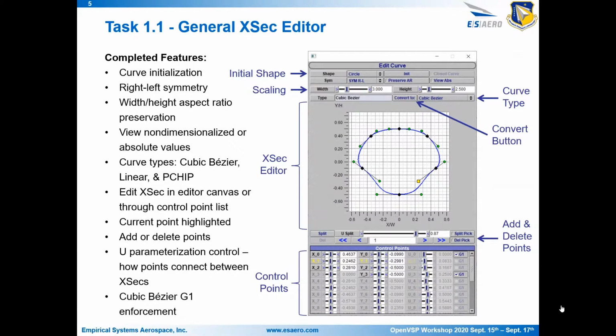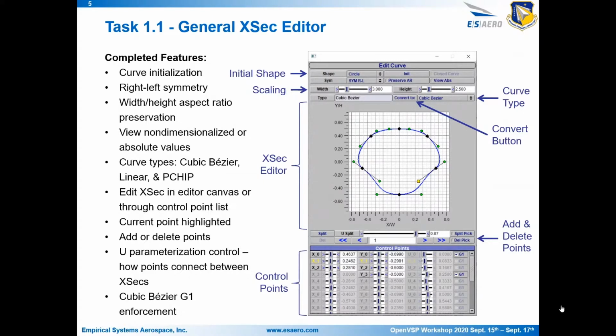So right now, what's being shown in the cross-section editor in this image is the non-dimensionalized values of the control points, typically between negative 0.5 and positive 0.5 about X and Y, and then those control points are scaled by what you input for the width and height. You can view the absolute values of what those scaled control point positions are.